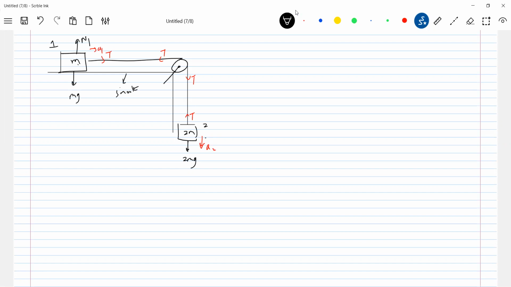Let's calculate. And what about magnitude? In terms of magnitude, both are the same, the directions will be different. This one is horizontal, this is vertical. So what is the acceleration equal to? 2mg by 2m plus m, no? So this is g by 3. A2 should be equal to minus g by 3 j cap. What about A1? A1 will be g by 3 i cap.